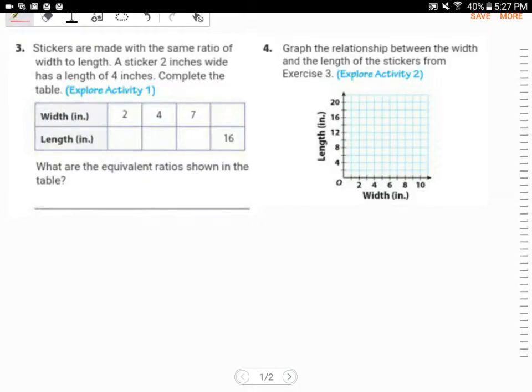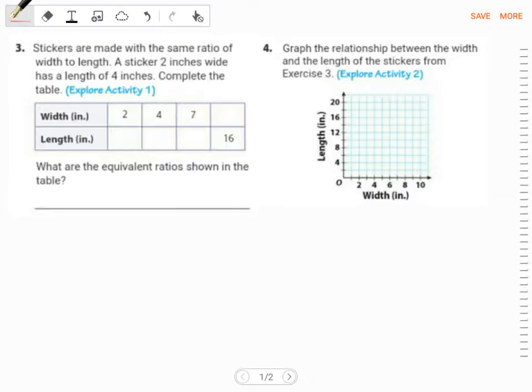Right, so in this video we're going to talk about using tables and graphs in order to help you solve problems with ratios. And so number 3, it starts off with saying stickers are made with the same ratio of width to length. A sticker that measures 2 inches wide has a length of 4 inches. Complete the table. So if we know that a sticker that's 2 inches wide has a length of 4 inches, then I can go ahead and fill up my first blank here. So for 2 inches wide, I have 4 inches long.